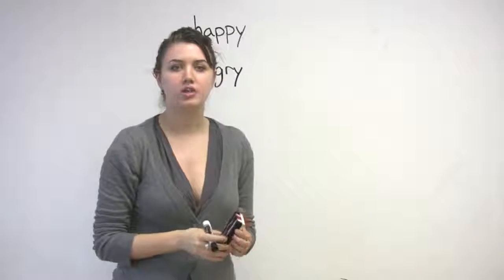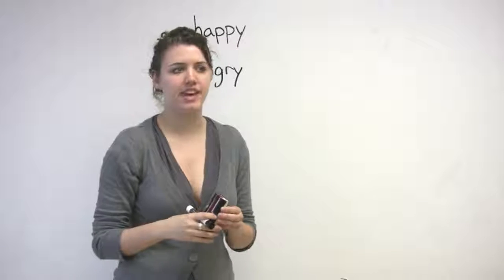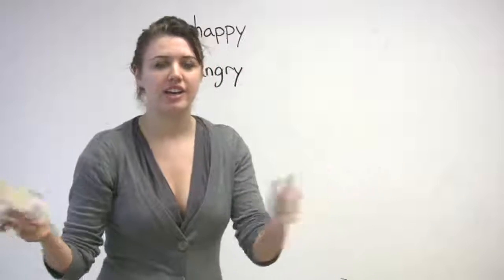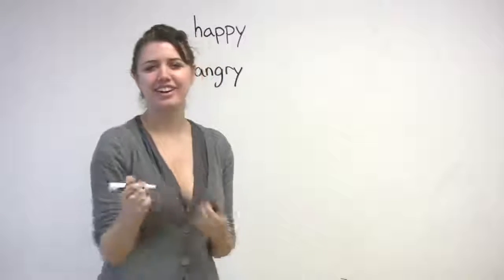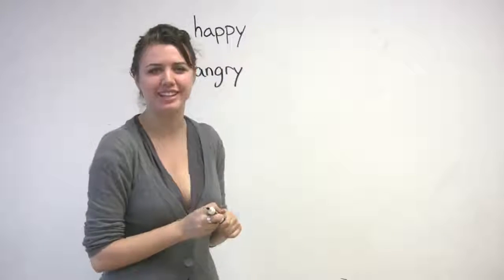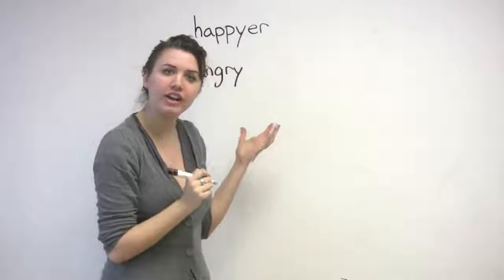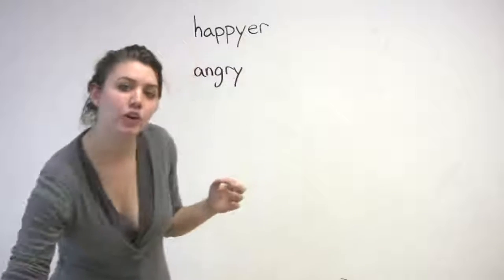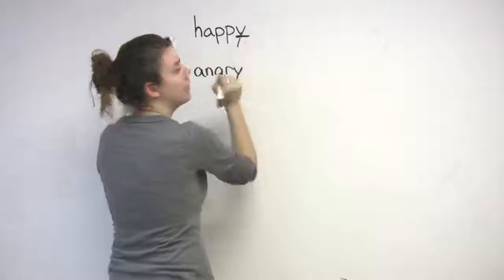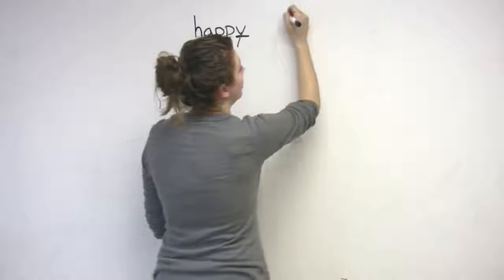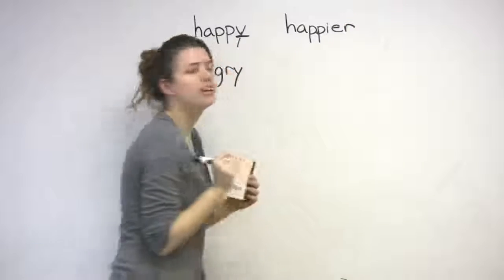Okay, so if you want to compare two people's happiness, and you want to say that after they went on the roller coaster, Valen was happier than her sister, or a sentence like that. You want to compare two people's happiness. So what you do is happy, happier. That's how it's pronounced, but when we write it, what you need to do is replace the Y with an I and then add ER. So happy becomes happier.